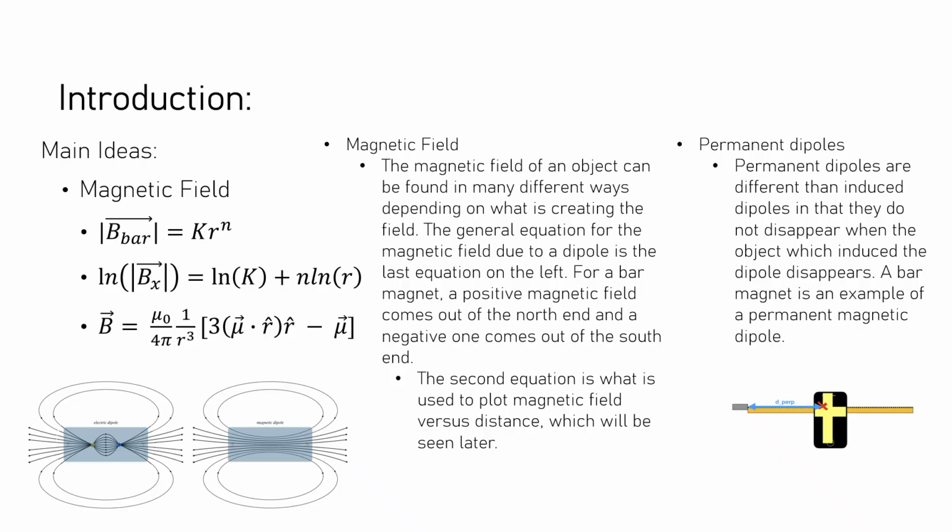So the main ideas are magnetic field and permanent dipoles. Dipoles being permanent means that they aren't induced, and they don't disappear when you take away whatever induces it. The magnetic field can be found in various different ways. Of the equations shown on the left, we will be using the third one in our GlowScript, and the second one to plot the distance versus magnetic field to find the magnetic moment.